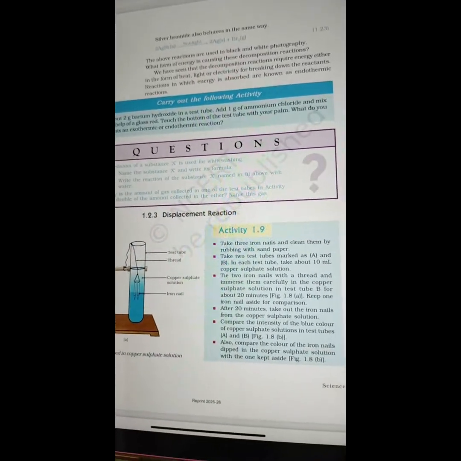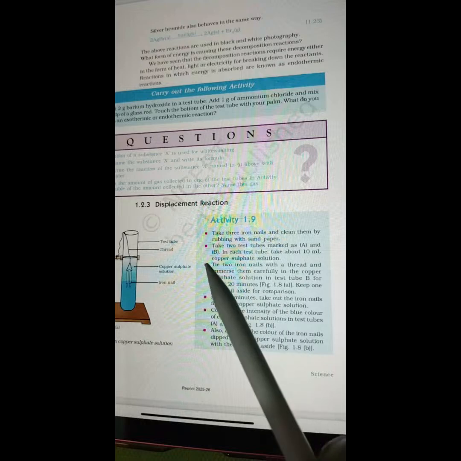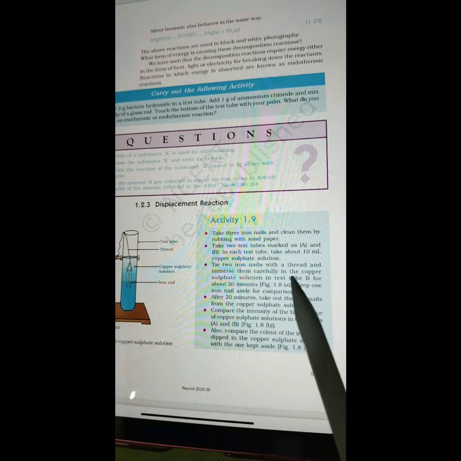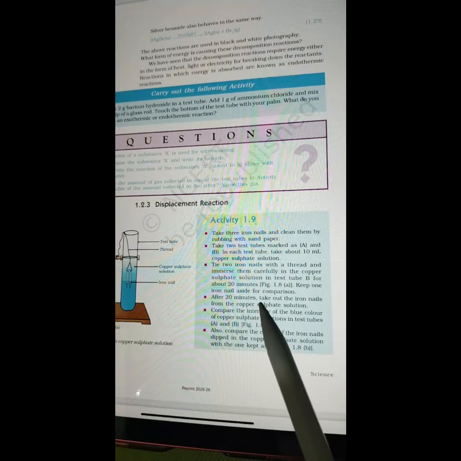1.2.3 Displacement reaction. Activity 1.9. Take 3 iron nails and clean them by rubbing with sandpaper. Take 2 test tubes marked as A and B. In each test tube, take about 10 ml copper sulfate solution. Tie 2 iron nails with a thread and immerse them carefully in the copper sulfate solution in test tube B for about 20 minutes as seen in figure 1.8a. Keep one iron nail aside for comparison.